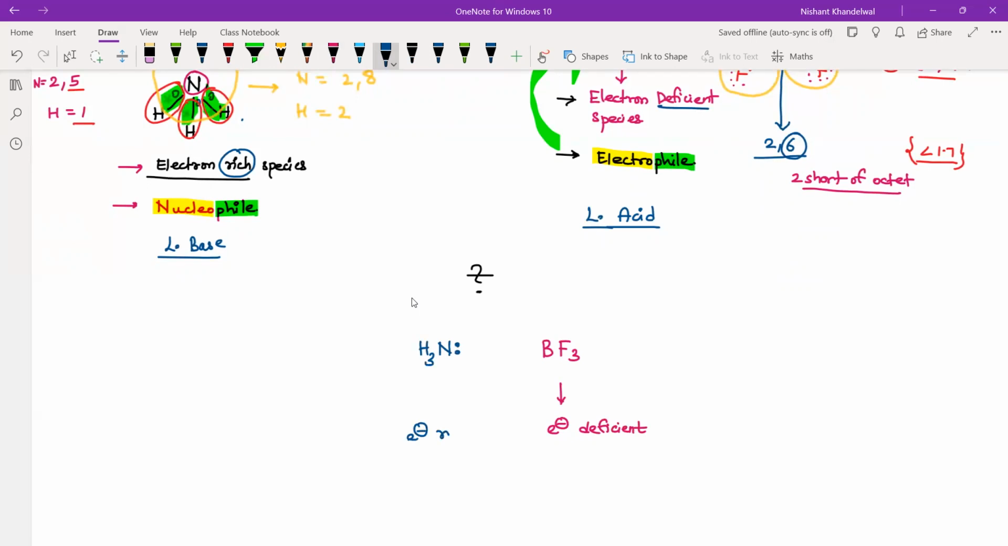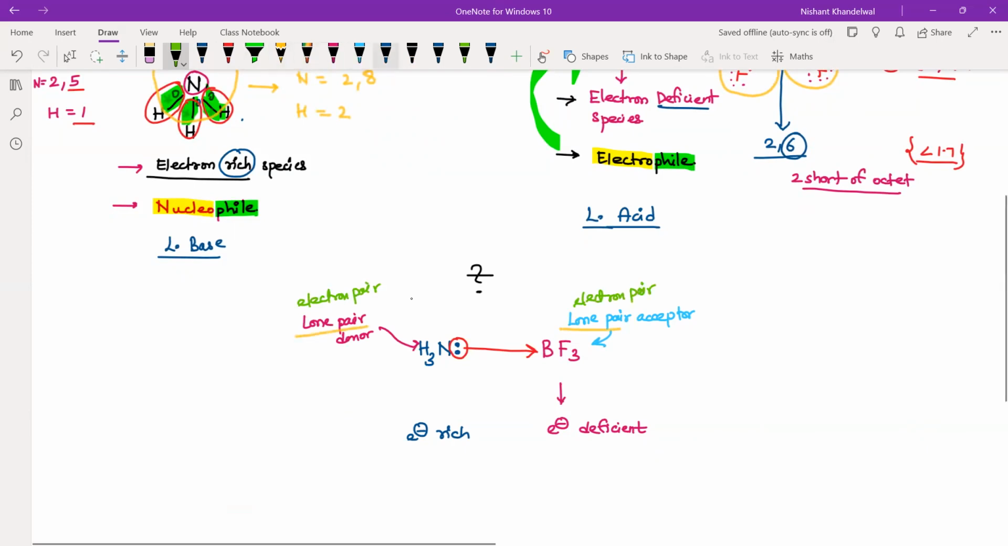Electron rich. So rich donates to poor. What happens here? This lone pair is donated by this NH3 to this. Now I can say boron trifluoride is accepting this electron pair and the ammonia is donating this electron pair. So this is a lone pair acceptor, and this one is a lone pair donor. This lone pair can also be written in a better way as electron pair, which means almost the same.